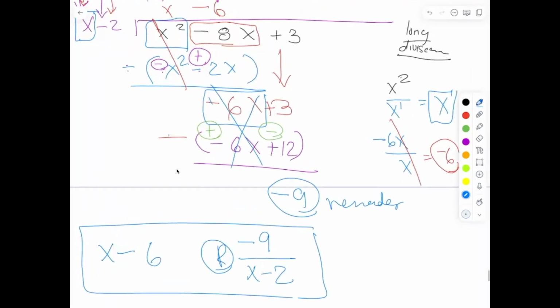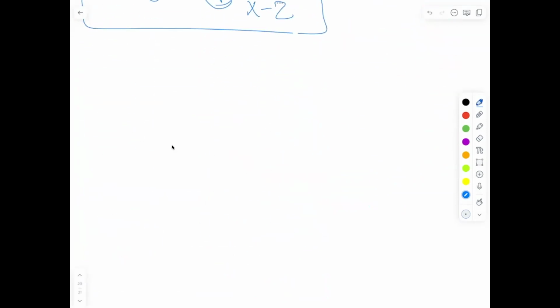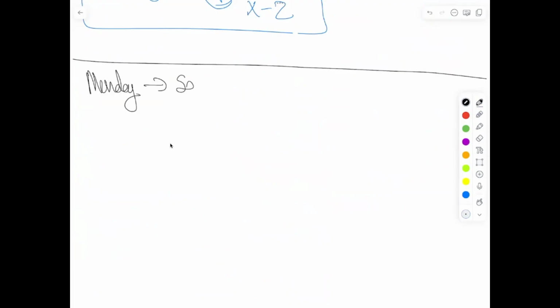I need you guys to practice this because this is going to show up on exam 1. When is your exam again? Wednesday. The first exam is on Wednesday. So on Monday, because you got plenty to study over the weekend, we're going to cover section 1.5, factoring.